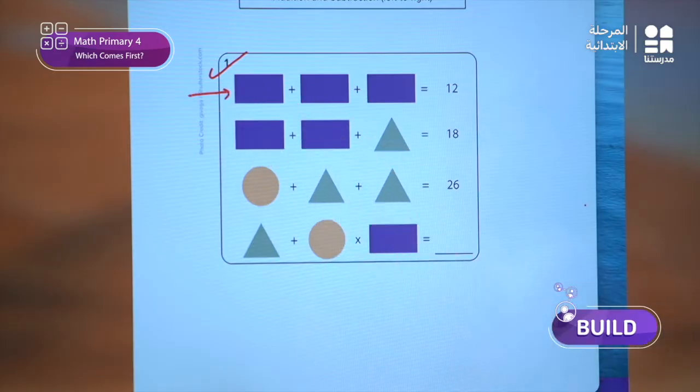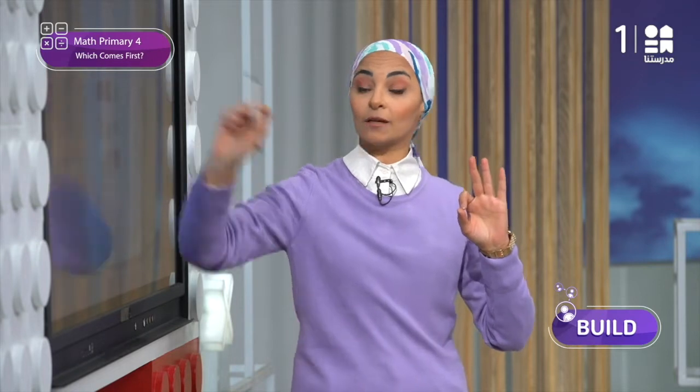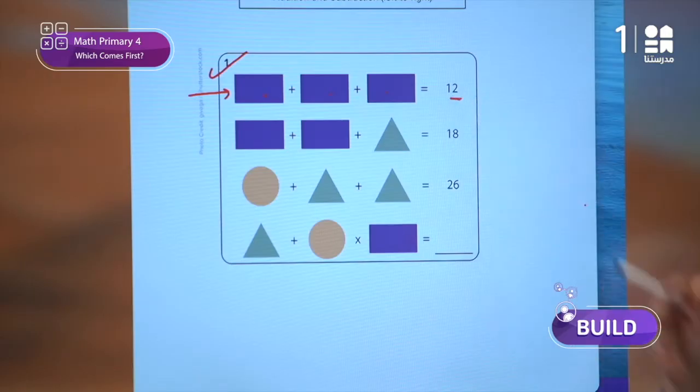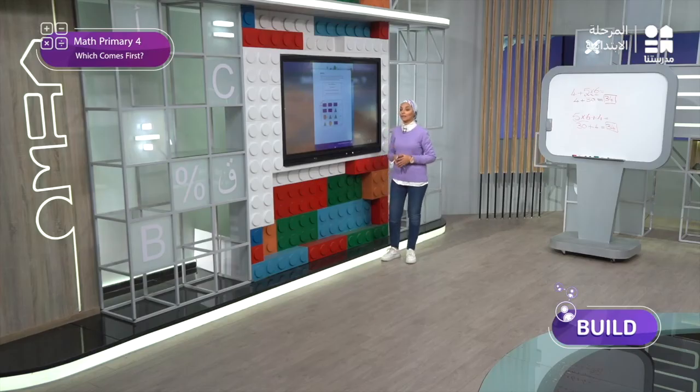In the first equation, as you see here, the rectangle is added 3 times. Look here, I have 3 rectangles, right? And that's equal to 12. The answer of the 3 rectangles equals 12. So what does this mean? It means we are multiplying the value of the rectangle by 3.